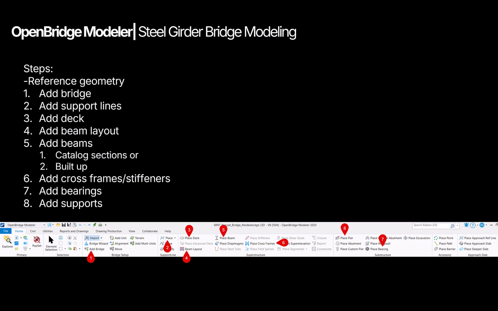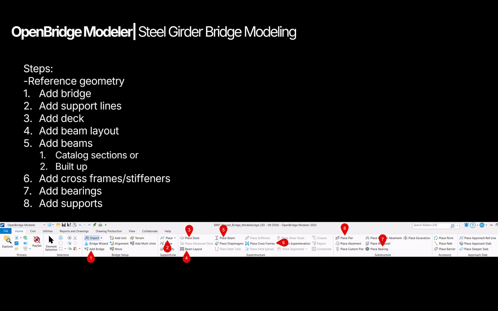We place the deck. We do the beam layout, right? And then we place beams. Now, in case of a build-up beam, we need to define the width and the thickness of the top flange, bottom flange, and the web. If there is any variation along the length of that beam, it's a little bit different. So we will cover that as well.